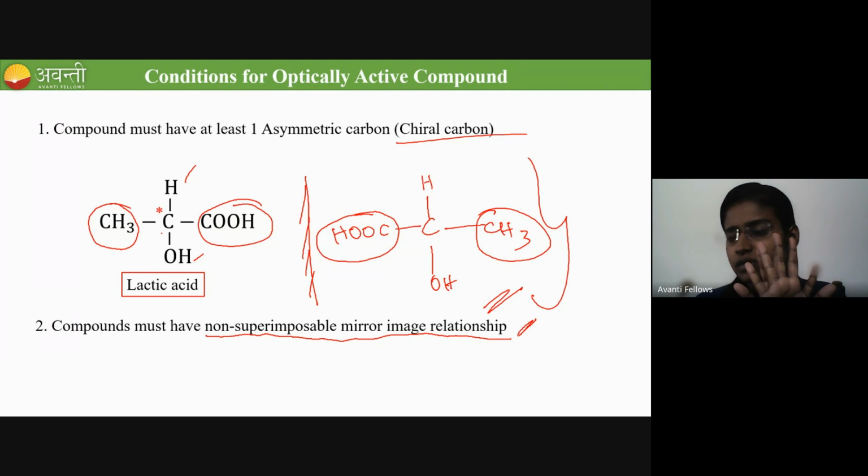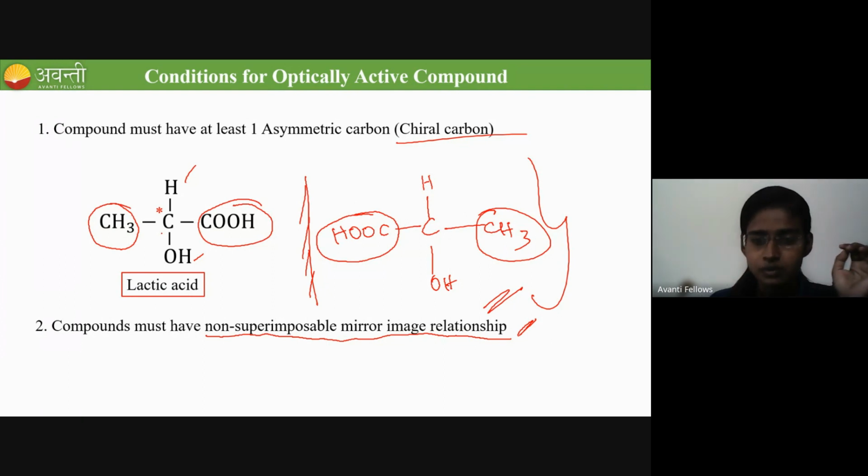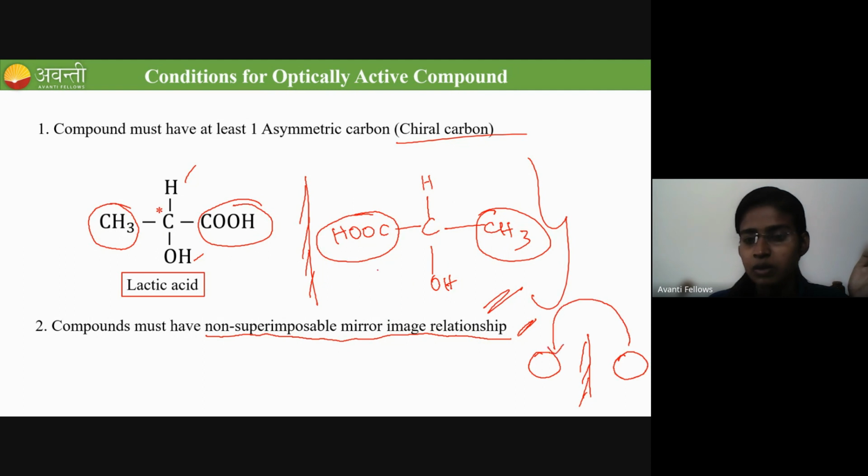Okay, clear? Now, if I take a ball and take the mirror image of this ball, what will I get? I will get the same ball, right? Now, if I take this ball and keep it above this ball, will you be able to see the ball which is below, if you are looking from the front? Obviously no, right? Then these two have a superimposable relationship. If it has a superimposable relationship, then it is optically inactive.